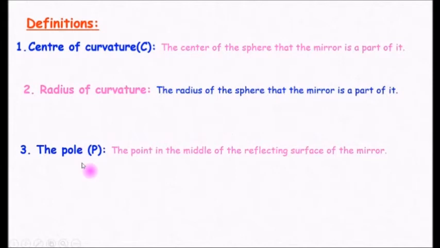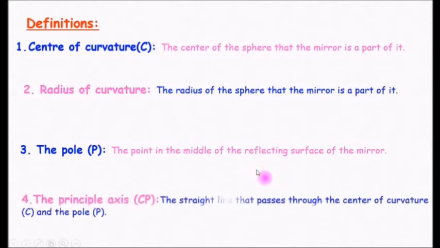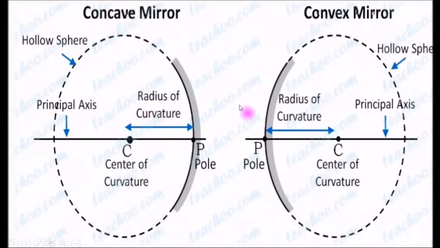Number 3, the pole. The pole is the point in the middle of the reflecting surface of the mirror. Let's see a picture to explain those definitions. This is the sphere, and this is a part of it, which is the mirror. The center of curvature is the center of the sphere, in the concave and in the convex, both of them.